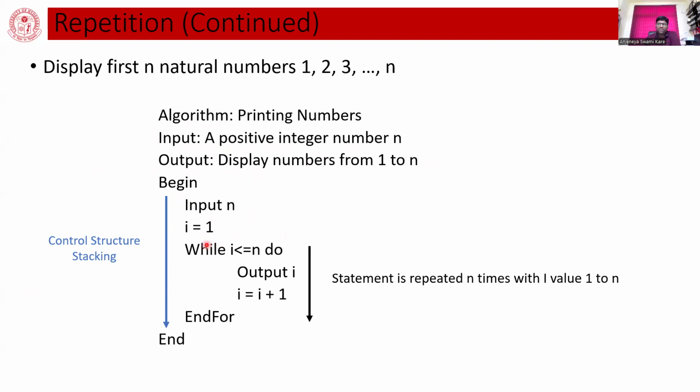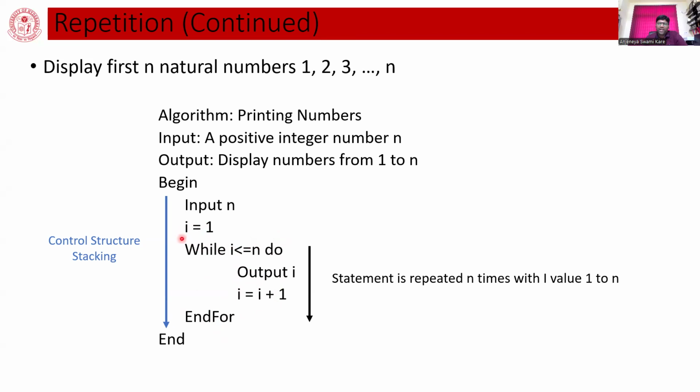The first number we are going to display is 1. That is why I keep a variable, or data holder, named I, which is initialized to 1. I is 1. So while I is less than or equal to n, these two statements will be executed as long as I contains a value less than or equal to n. Suppose n is 10, so this repeated statement will be executed 10 times, with I value as 1, I value as 2, I value as 3, and so on.